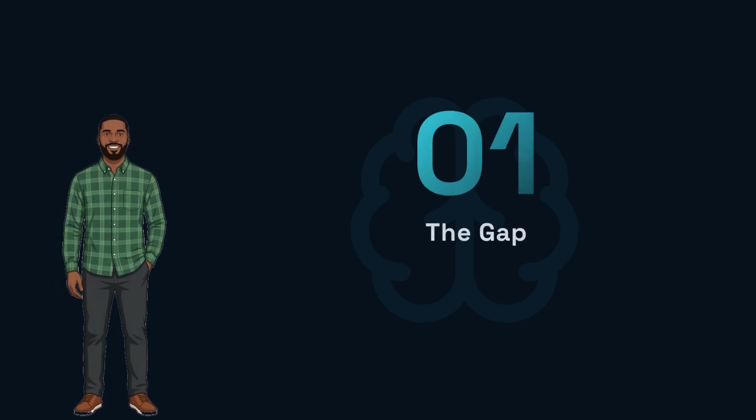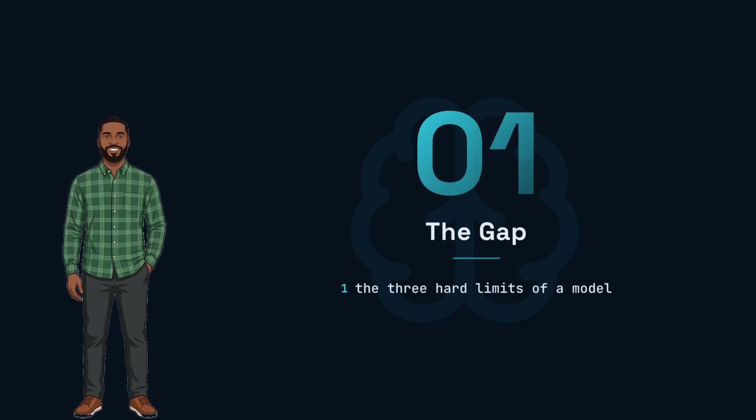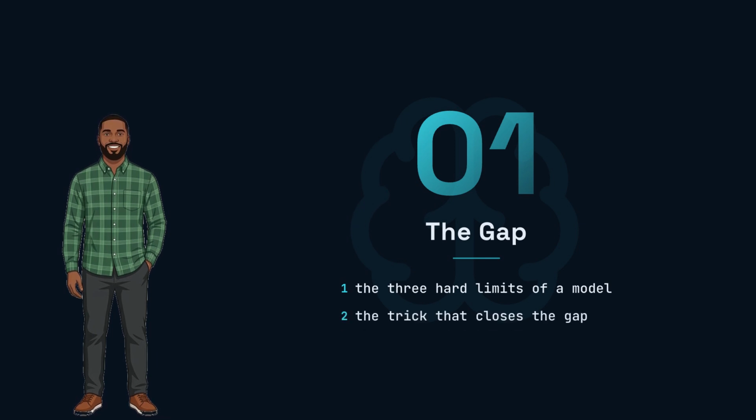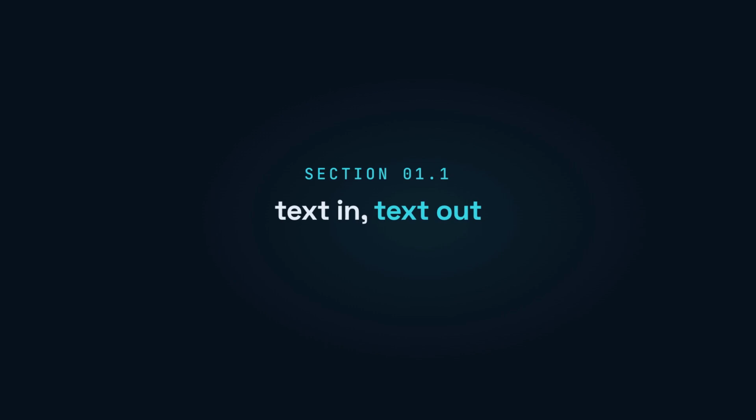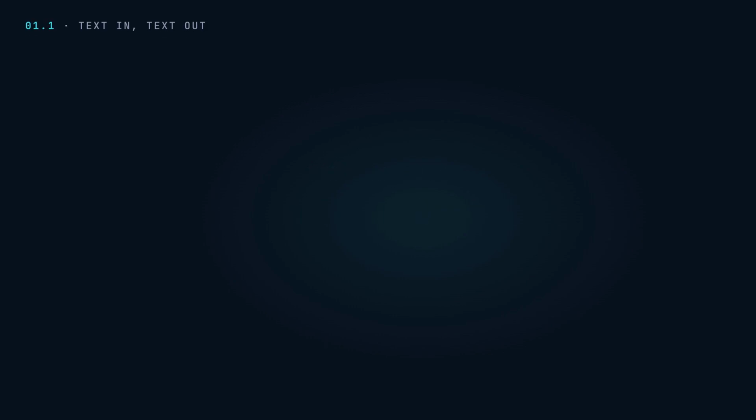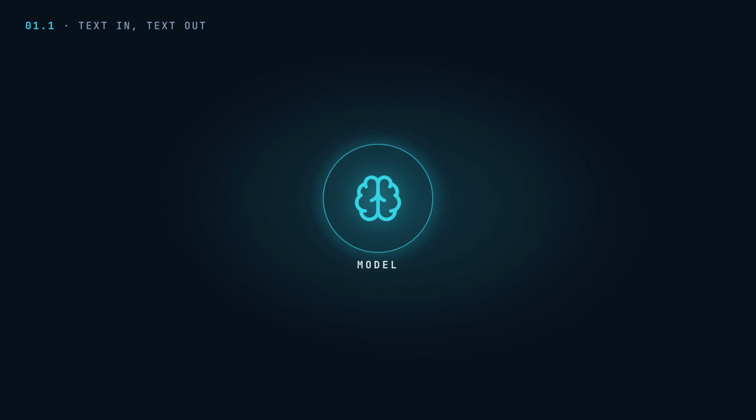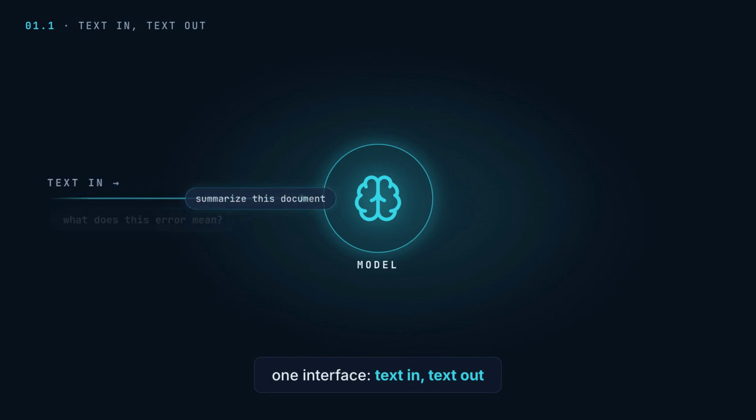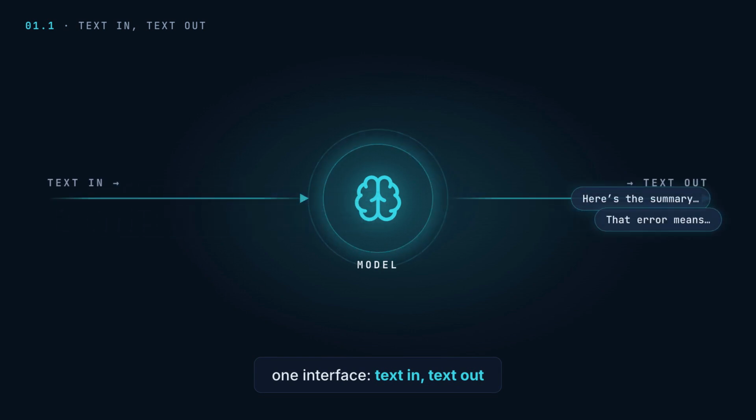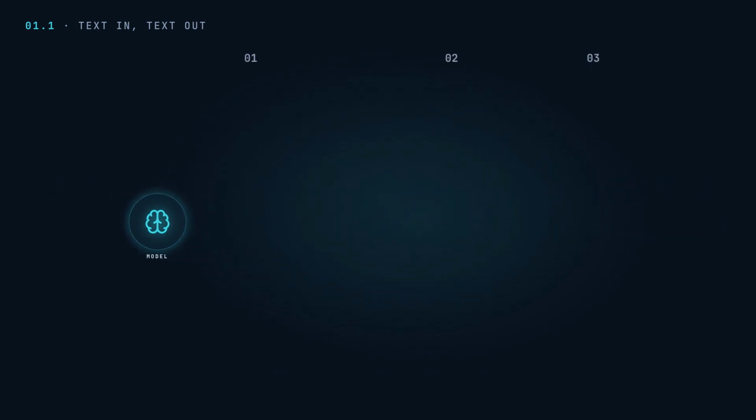Chapter 1. The gap. In this chapter, we'll walk through 2 things. 1. The 3 hard limits of a model on its own. And 2. The trick that closes the gap. Section 1.1. Text in, text out. Let's establish what a language model actually is. It's a machine with exactly one interface. Text goes in, text comes out, nothing else ever happens. And that single fact creates 3 hard limits.